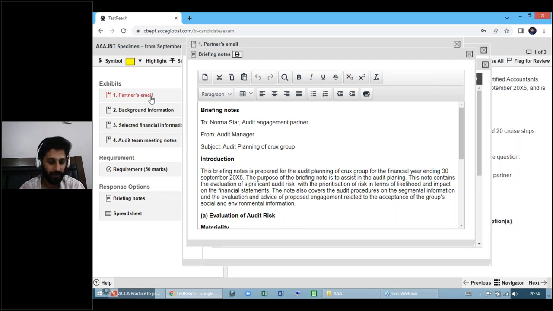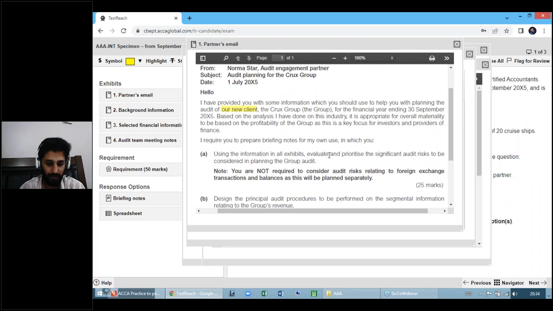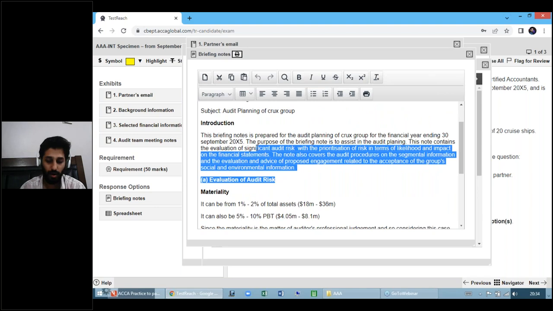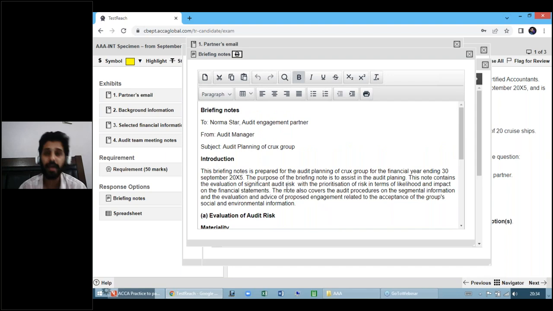So the briefing note, the first requirement, was to evaluate and prioritize the significant risks to be considered in planning the audit. You are not required to consider the audit risk related to the foreign exchange transactions and balances, as this will be planned separately, worth 25 marks. So we were on the briefing note, and this was the introduction, for which I had given the hint, and I had explained how to draft your answer, right?